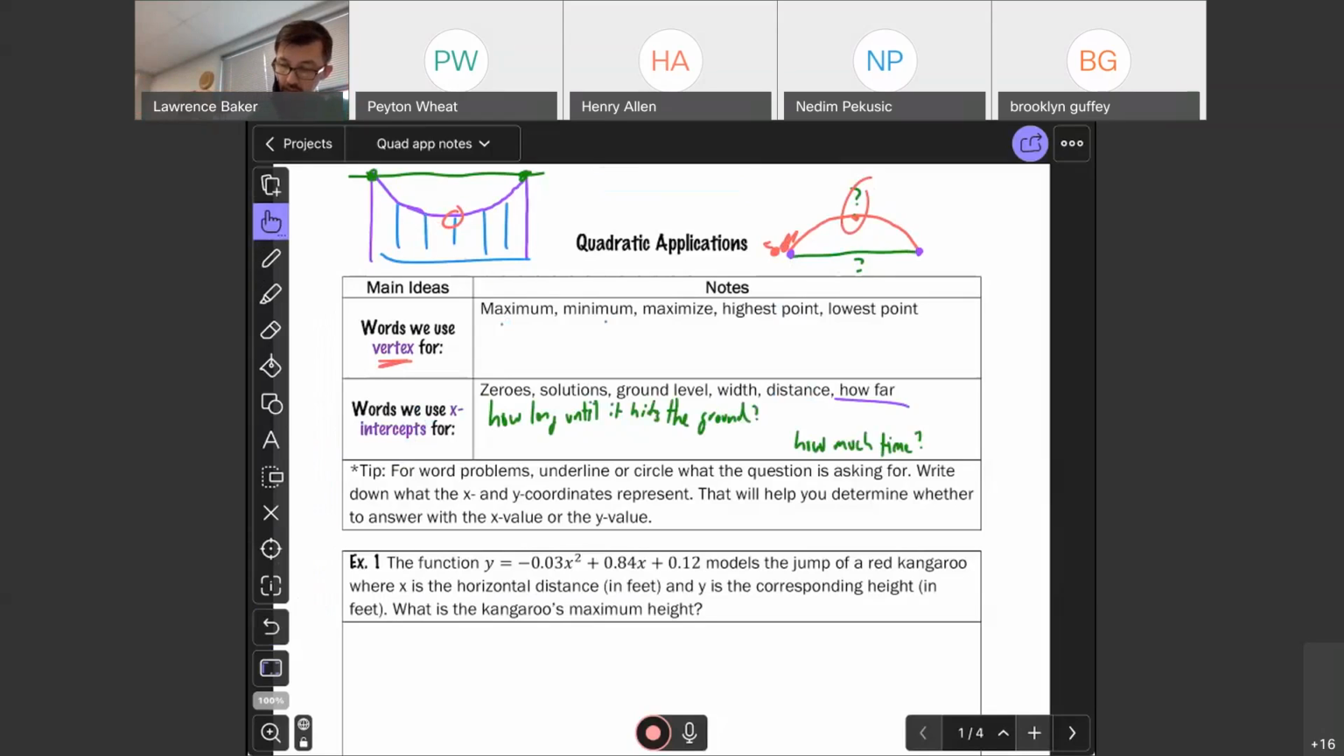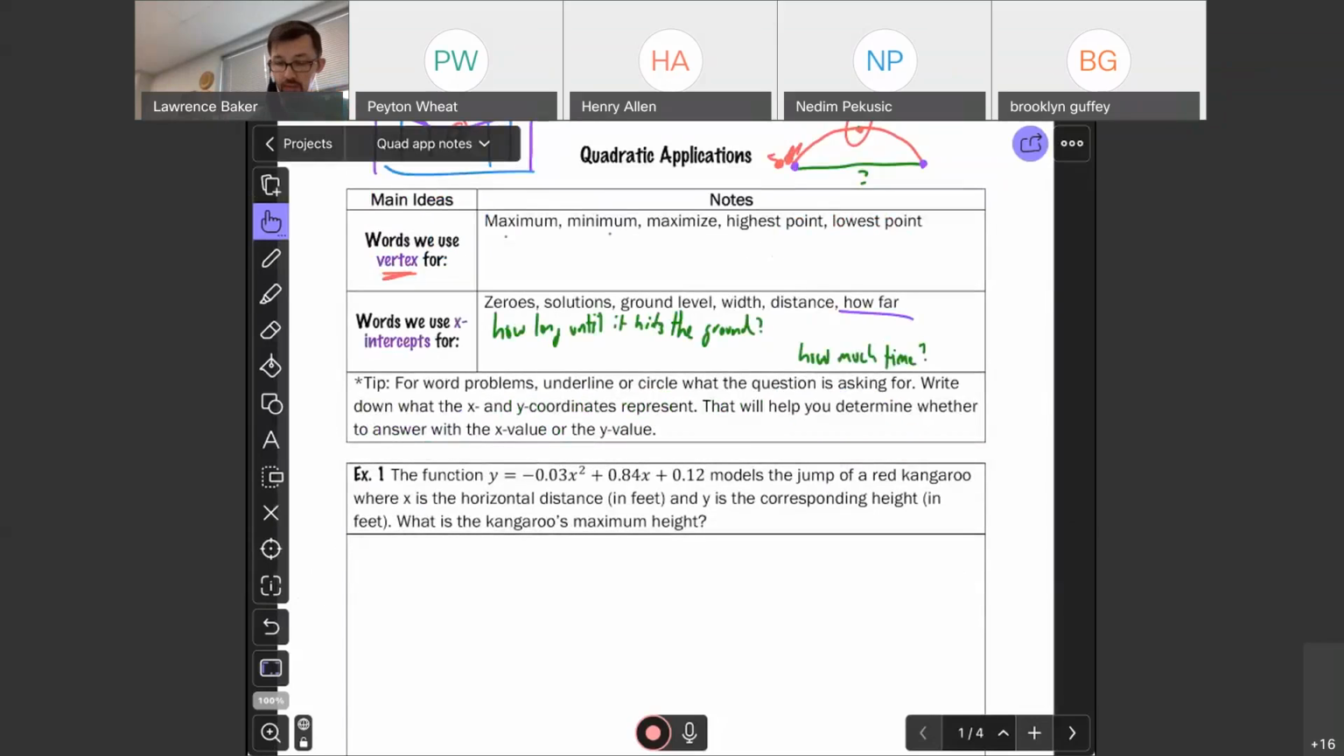Big thing that I think will be really helpful for you guys in making sense of the problems is this tip right here. If you're writing this down, I would go ahead and write this down, or at least parts of it. So I'd underline and circle what the question's asking for. I'm gonna be doing a lot of highlighting here today. And then I would write down what the X and Y coordinates represent. This is going to help you decide what part of the math you need to be talking about.